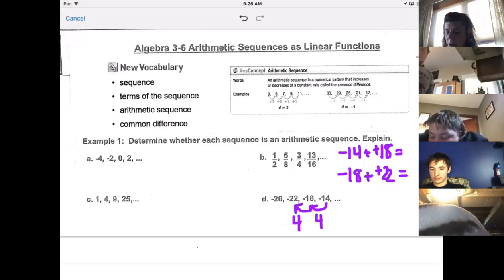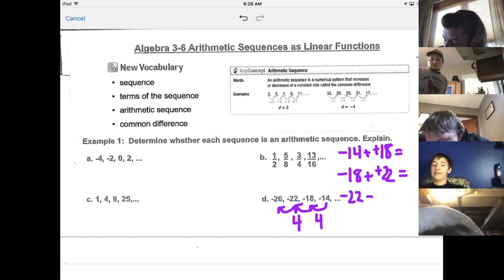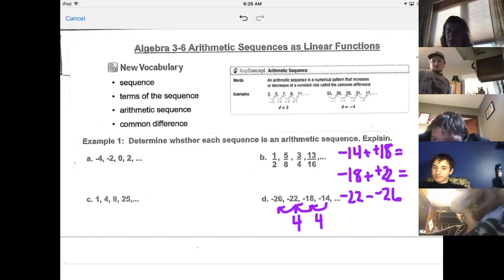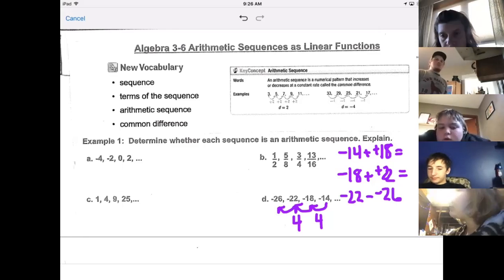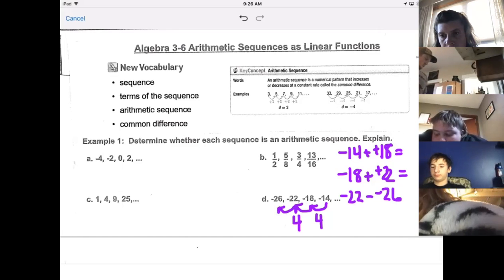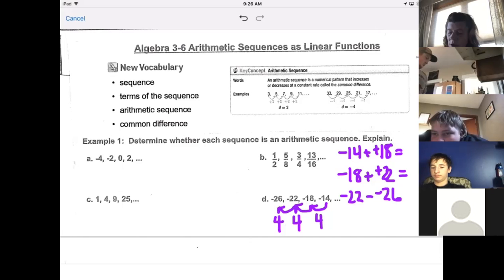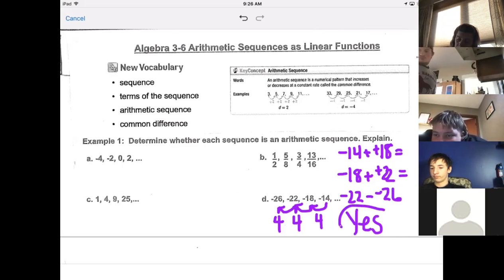So it looks good so far, right? But we got to complete it. We got to keep going. Make sure everyone is the same. So -22 minus -26. Braden, what do we get? 4. 4. So you tell me, is that arithmetic or not? Grady is nodding his head yes. I can't see Grady. He is correct.